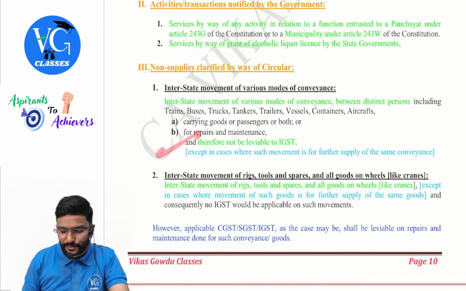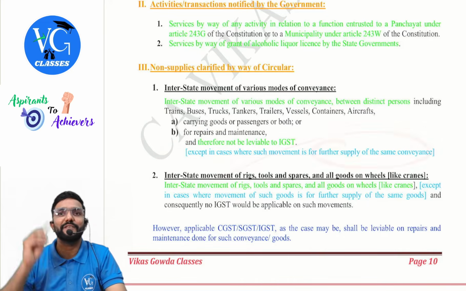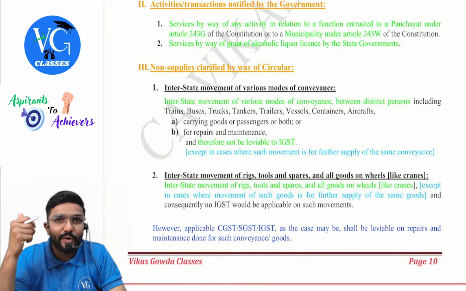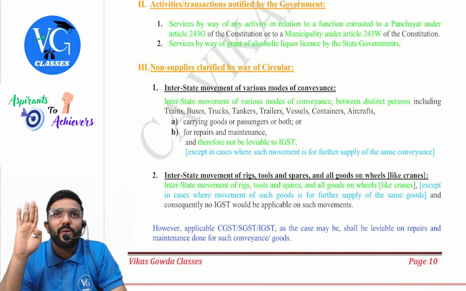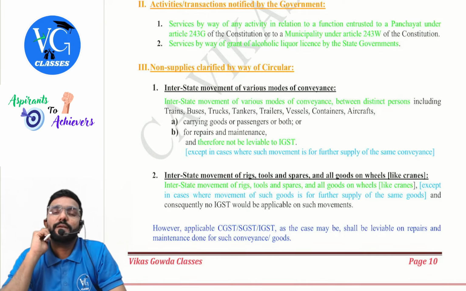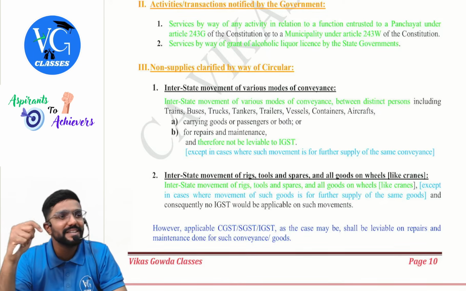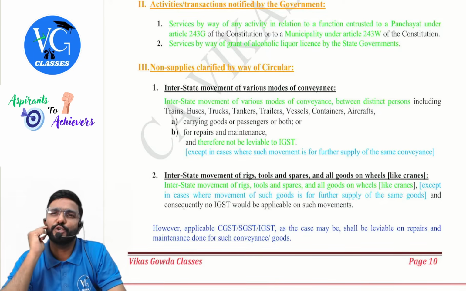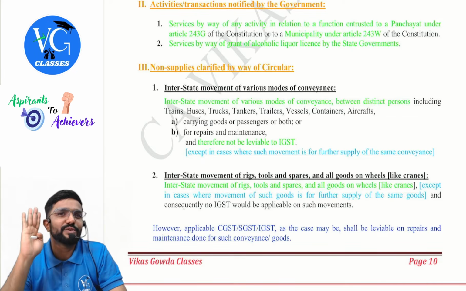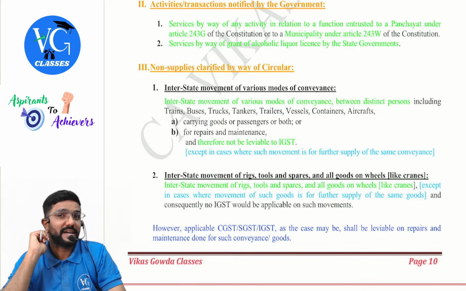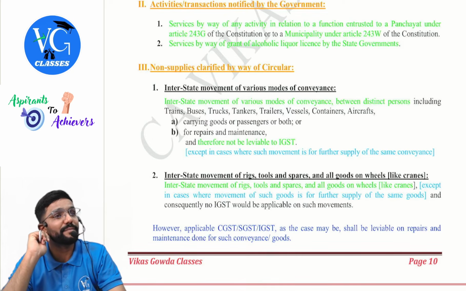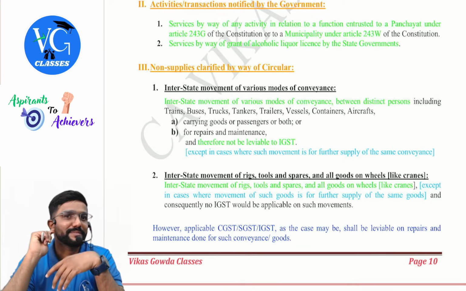Except in cases where such movement is for further supply of same conveyance. Now, Tata Motors have a manufacturing plant in Maharashtra. They manufactured the car there and distributed to all the showrooms in India. They are sending the cars through trucks. Truck is not supplied, but car, is it a supply? Yes. Why? Because they are sending it for further supply.